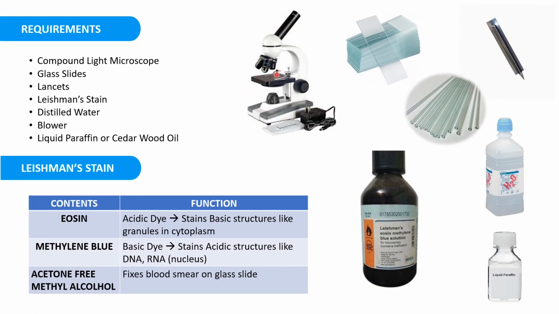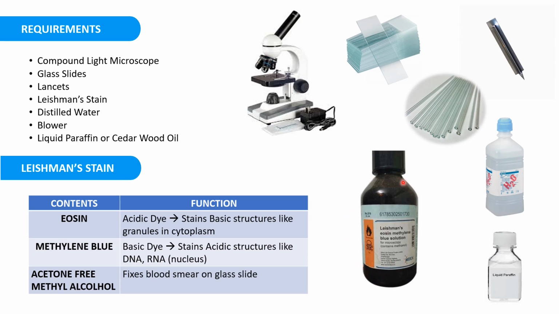So what are the requirements? A compound light microscope, 4 to 5 slides, a blower, lancet, distilled water, Leishman stain, and liquid paraffin or cedarwood oil are required. These are the requirements for making a peripheral smear. Then Leishman stain, this is a viva question.